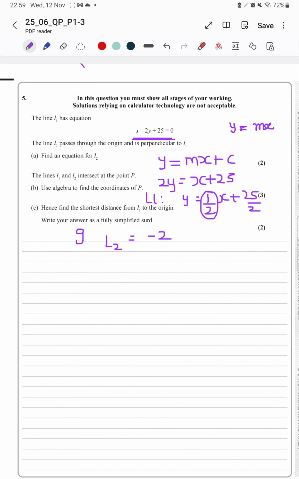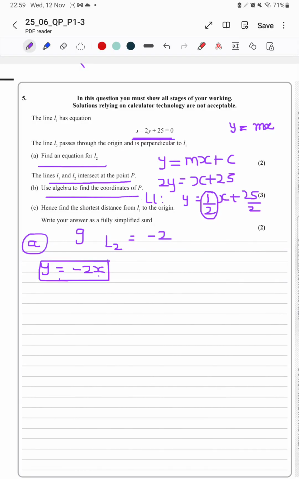So now we have to find the equation of line L2. That is y is equal to mx, so that is negative 2x. y is equal to negative 2x. That is the equation of the line. So we have found this part here, that is the A part. Then they said the lines L1 and L2 intersect at P. Use algebra to find the coordinates of P.